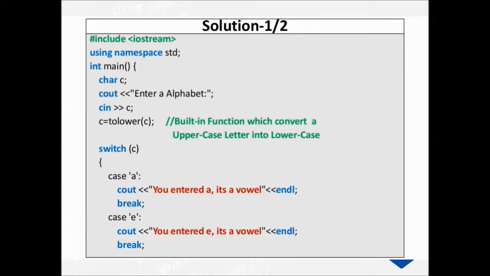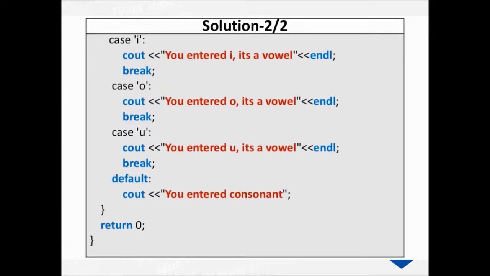But if we enter a different character from A, then we have another check for a vowel which is E. If case E, it means if E is equal to c, then we enter into our case body where we write "You entered E, it is a vowel" and then it breaks. If case E is false, then we have another vowel case that is I. So in case I, if it is true, it means I is equal to c. It prints on the screen that you entered I, it's a vowel.